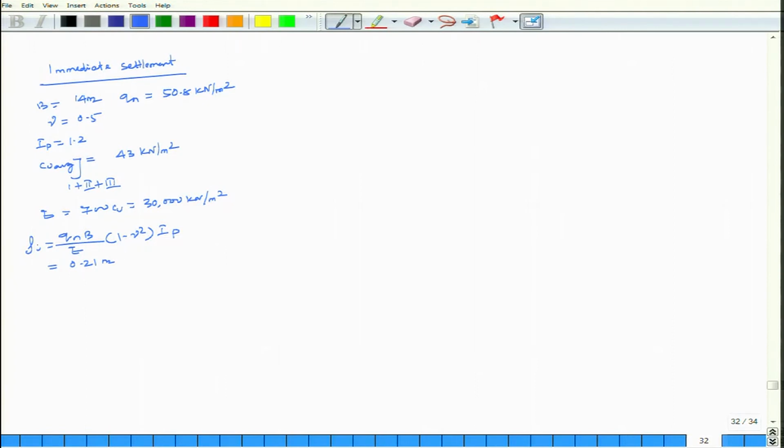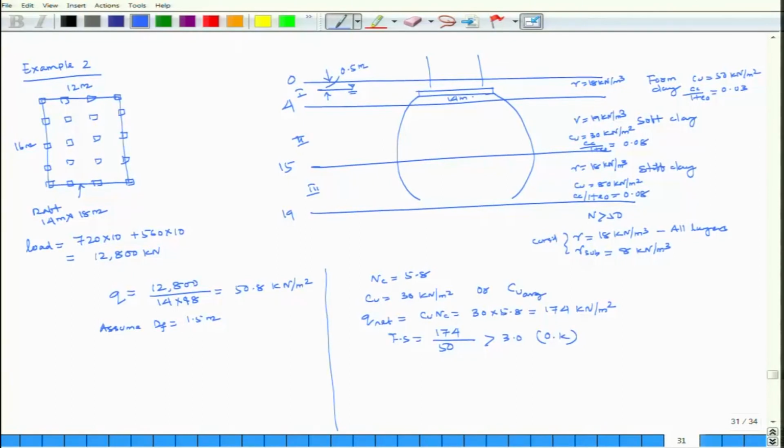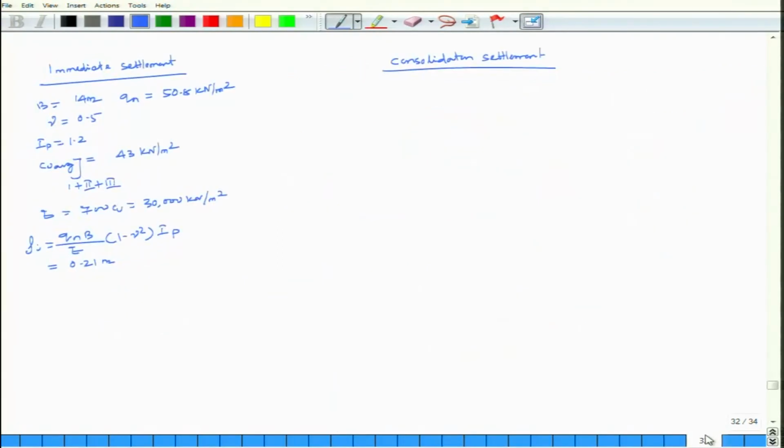Similarly, if I consider settlement, first one is your immediate settlement, second is your consolidation settlement. In consolidation settlement, this part I leave it to you. You consider this one A at the middle, this is at the B, this is at the C. Consider 3 layers, find out your consolidation settlement. You can check this consolidation settlement, I leave it to you. I am just reviewing this step.